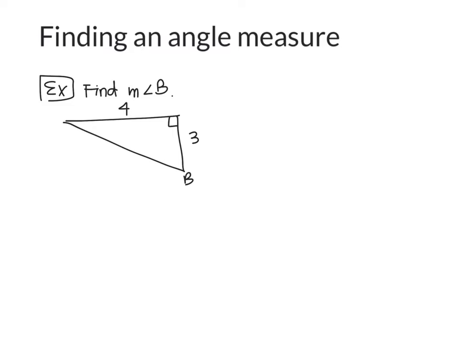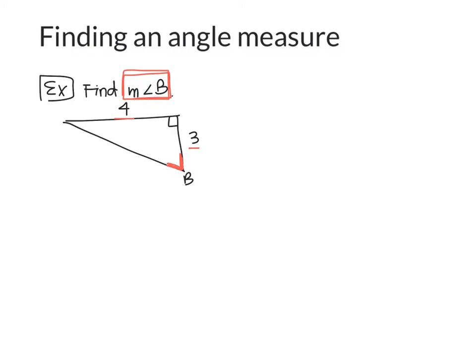All right, so here's one more type of example. This is finding an angle measure. Notice this time, if you read the directions, they're asking me to find the measure of angle B. Again, they're not telling me to use trig. The only reason I know I'm supposed to use trigonometry, which is sine, cosine, or tangent, is because they're asking me for an angle, and they only give me sides of a triangle.